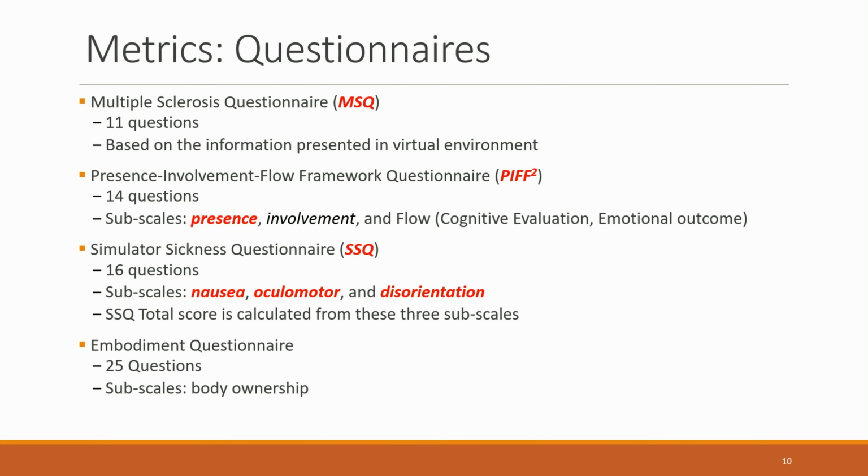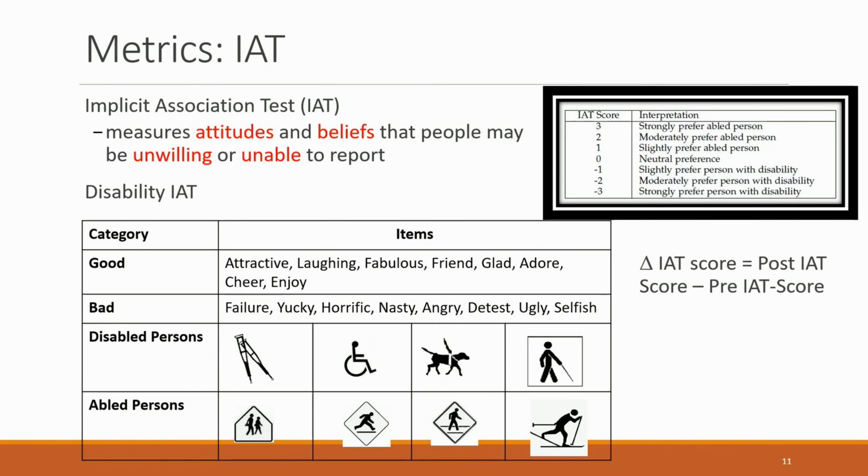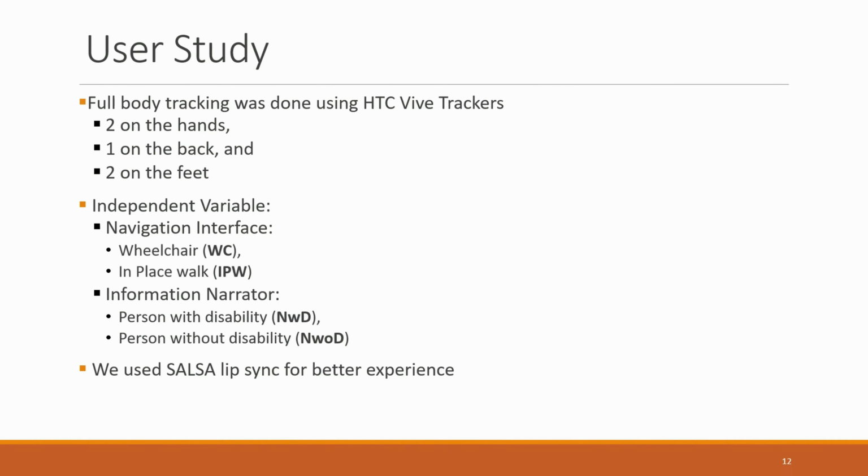We used various questionnaires in this study. We used the disability IAT in our user study. We were mostly interested in the difference between the two IATs taken by the participants before and after experiencing the virtual reality disability simulation. We had two independent variables: navigation interface, which has two factors, wheelchair and in-place walk, and information narrator, which also has two factors, person with disability and person without disability.